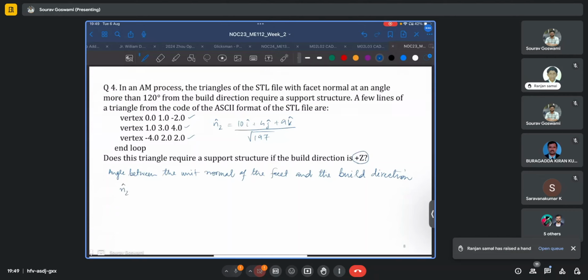n2 hat dot k hat, k hat because the build direction is along positive z, and in a usual representation this will be equal to norm of n2 hat times norm of k hat times cos theta, theta being the angle enclosed between these two vectors. Given that the components of n2 are known to us, we can also perform the dot product component wise.